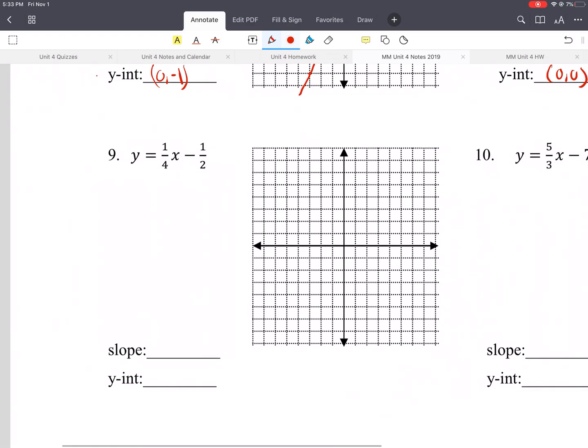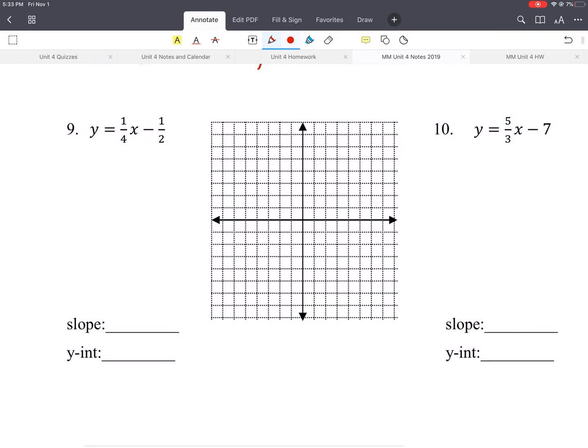All right, here's another one. Okay, our slope is 1/4, and our y-intercept is 0, comma negative 1/2, which would be somewhere around that point. We'd do a rise over run, so we'd go up 1, and then we'd go over 1, 2, 3, 4. And then you'd go the other direction as well.